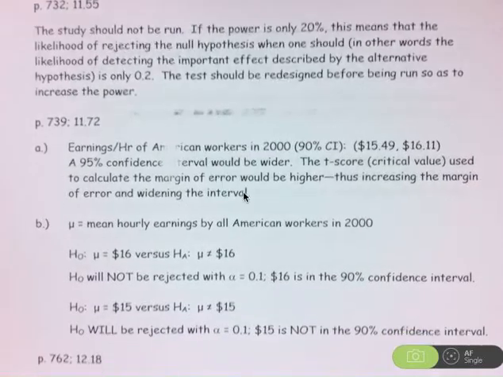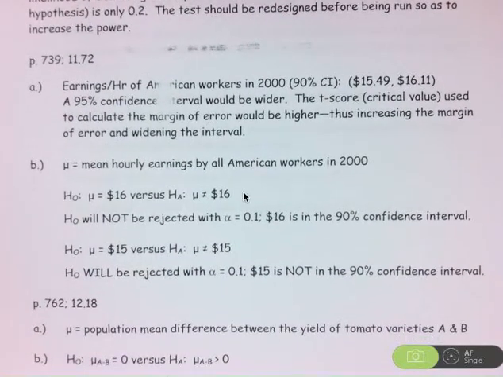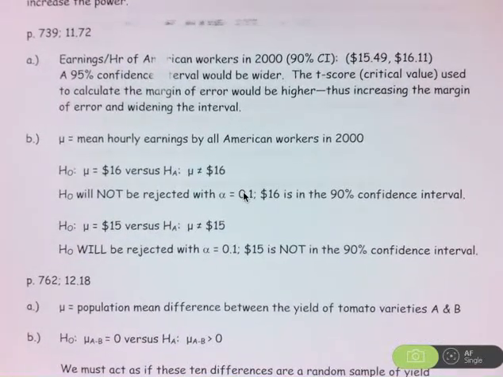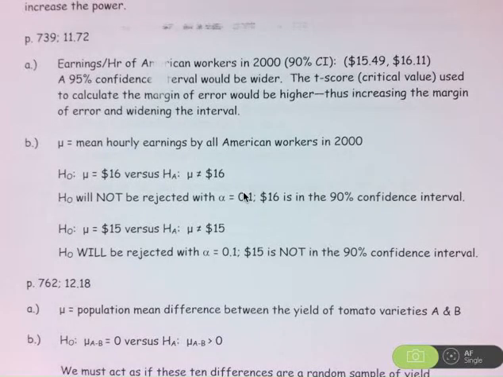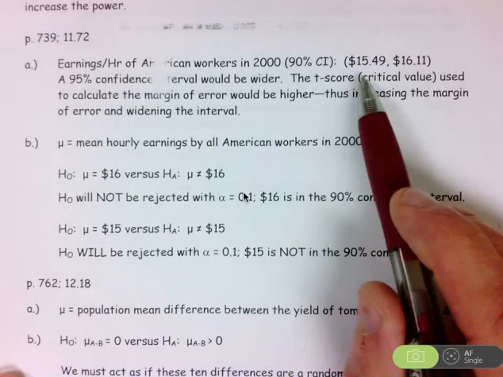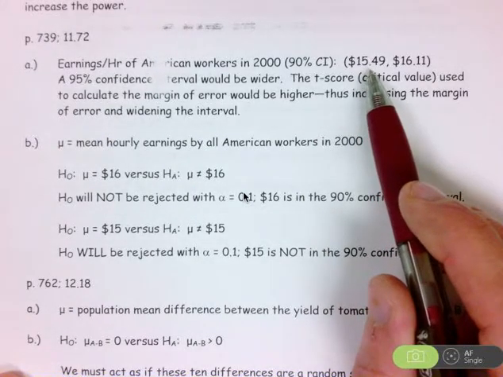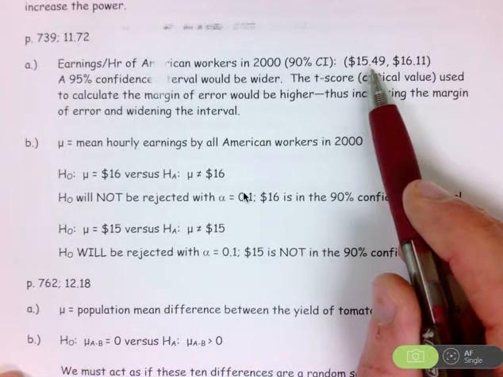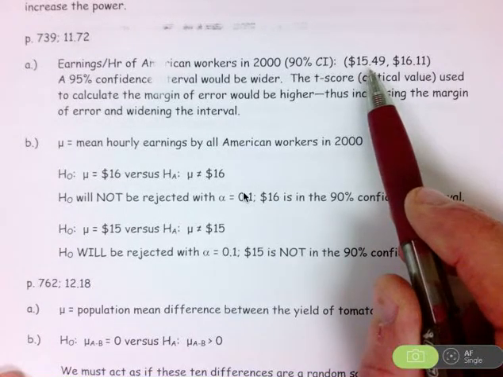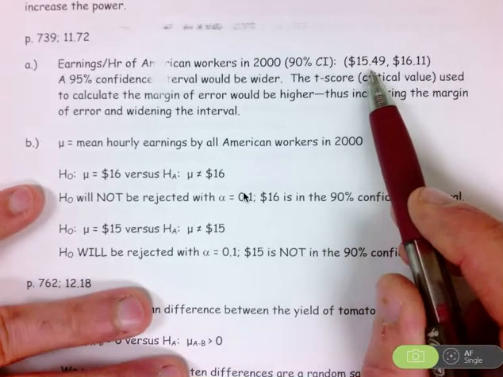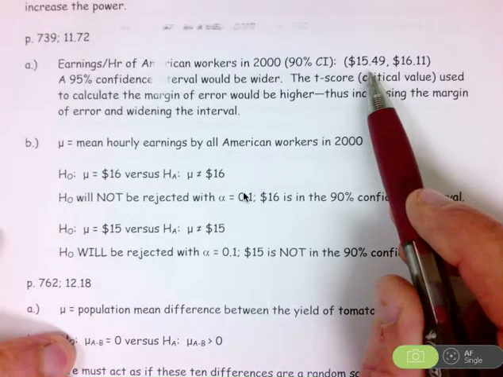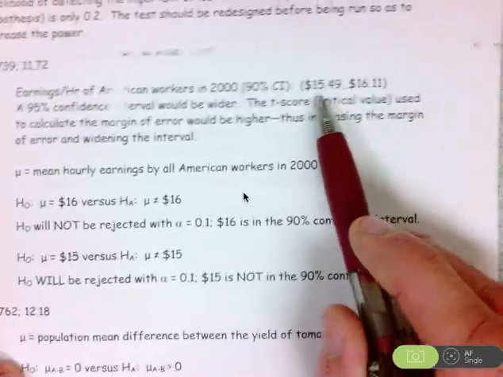Question 11.72 involves dealing with a confidence interval, and in particular, conducting a statistical test by using a confidence interval. This is the 90% confidence interval for the hourly earnings for American workers in 2000. So part A of the question asks, if we created a 95% confidence interval, would it be wider or would it be more narrow? And it would be wider, and here's why.